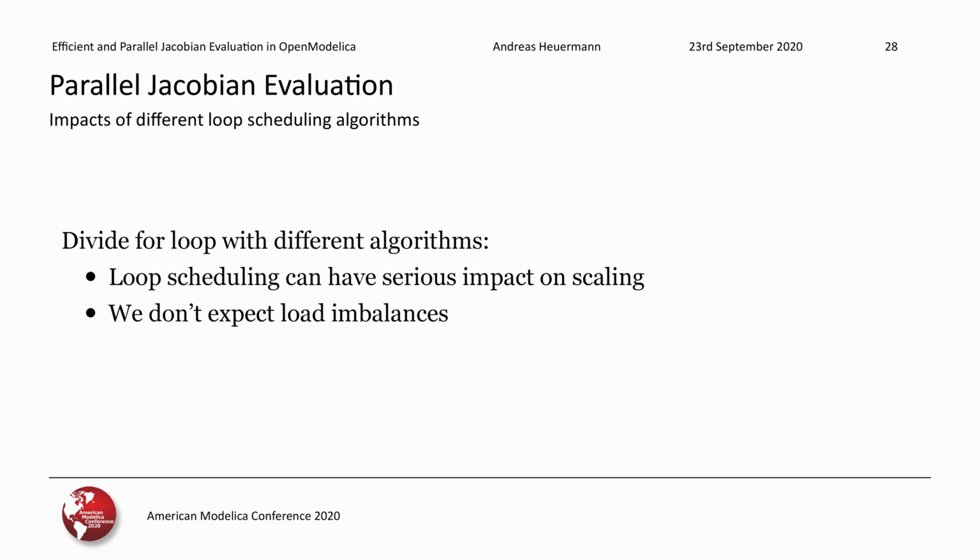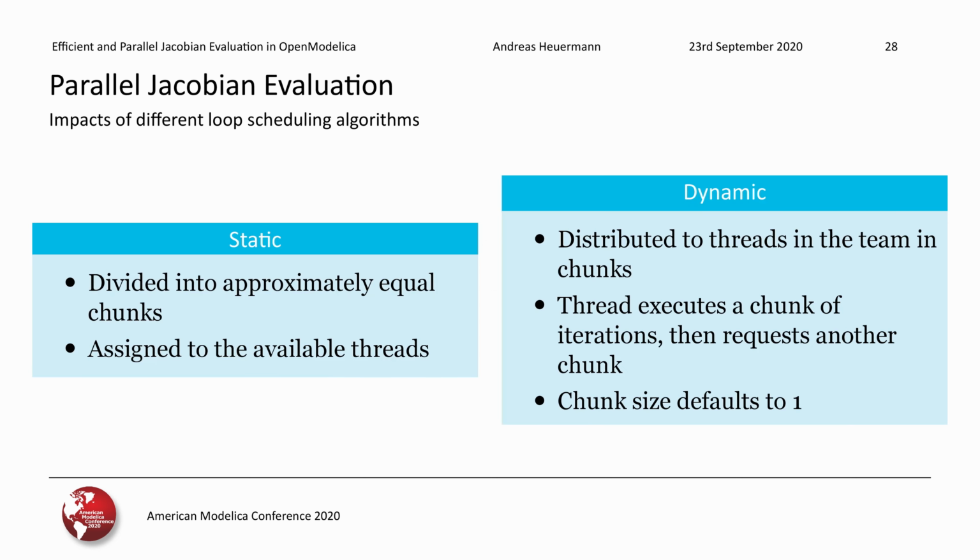We also analyzed and measured the effects of different loop scheduling algorithms that OpenMP offers. They can have a serious impact on the scaling behavior, but we don't expect big load imbalances for those directional derivatives. After all, they are evaluating the same equations only for different seeds. Those algorithms are, in short, static: it divides the loop in approximately equal chunks which are assigned to available threads.